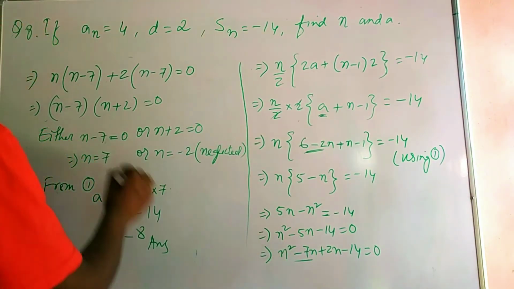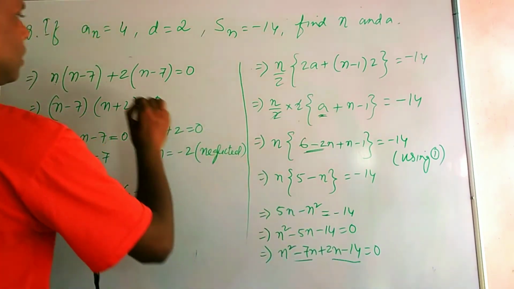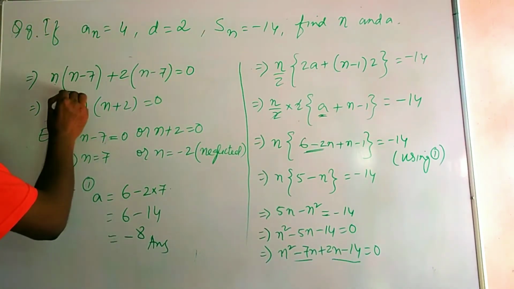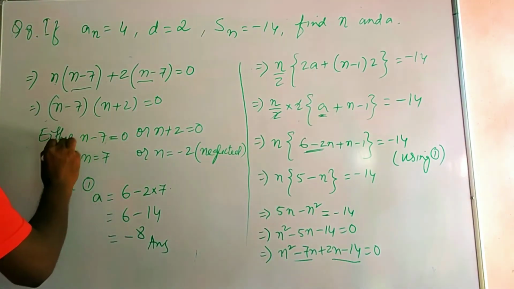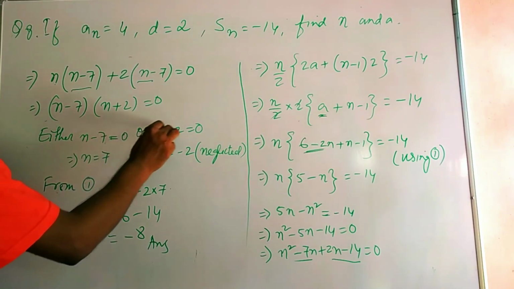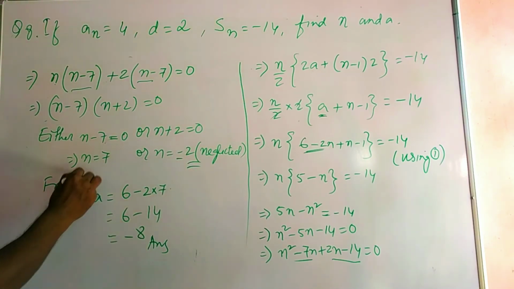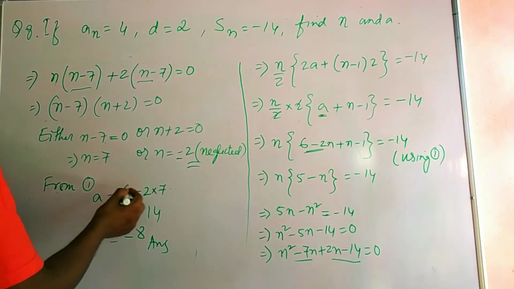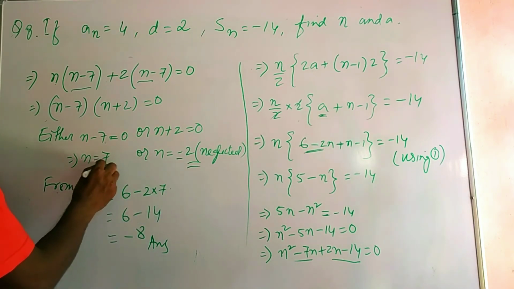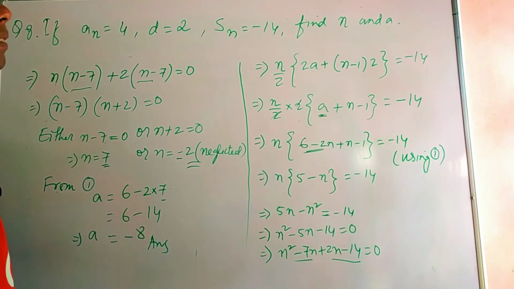From here n minus 7, and from here we take 2 common, so n minus 7 is common in both, so we take either n minus 7 equal to 0 or n plus 2 equal to 0, and we neglected this negative value. From equation number 1, 6 minus 2n, 2 into 7, we put it here and get the value of a as minus 8, which is the answer.